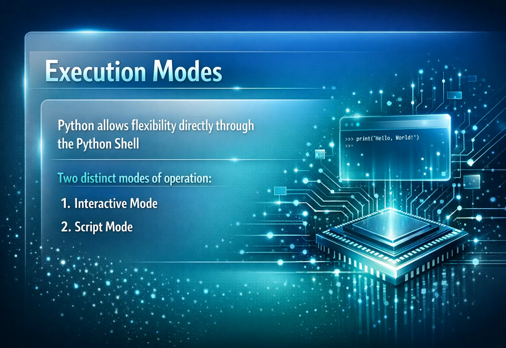Python can be used in two execution modes: Interactive mode lets you type and run one statement at a time directly at the prompt, which is great for quick experiments. Script mode lets you write a full program in a file and run it all at once.